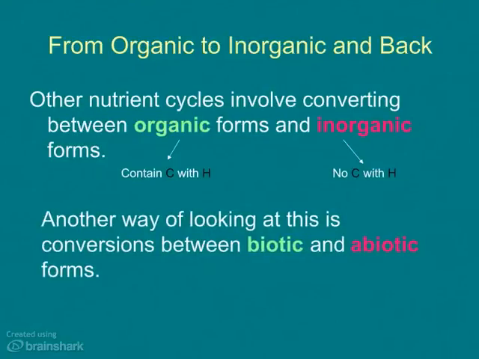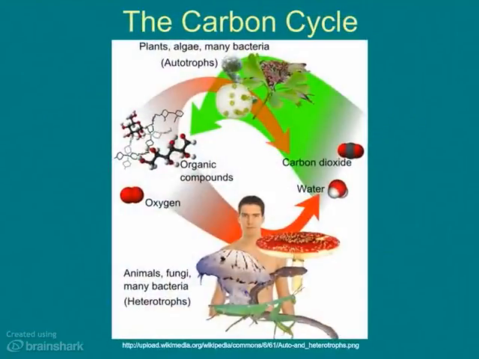We can also look at this a little more ecologically rather than chemically. We look at it ecologically, and we're really talking about conversions between biotic forms of carbon and nitrogen and abiotic forms of carbon and nitrogen. So the carbon cycle is one of those cycles where the carbon is going to go from organic to inorganic form. We've actually talked about the carbon cycle quite a bit, just not using the term carbon cycle.